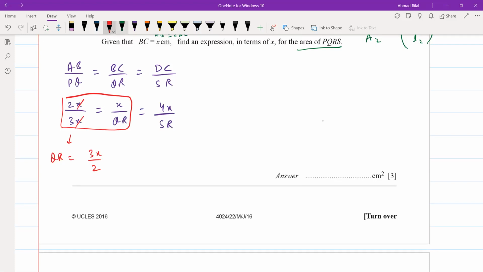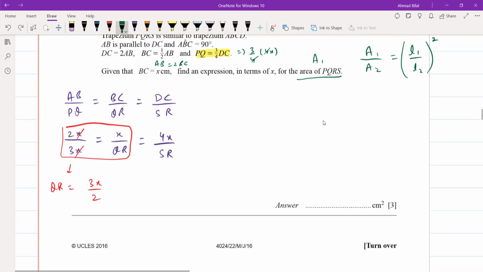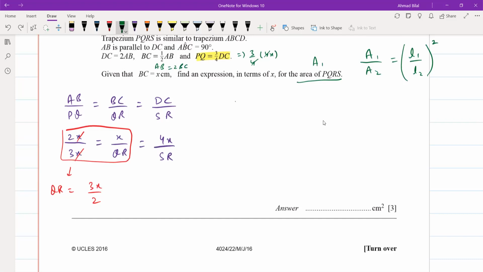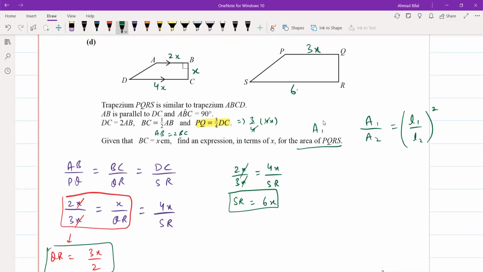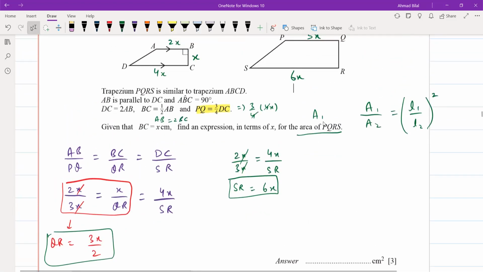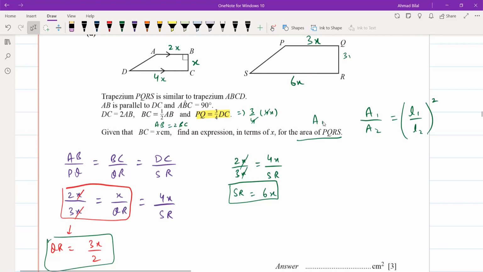इसी तरह से हम क्या कर सकते हैं? हम ये फर्स्ट वाले को और लास्ट वाले को यूज कर लेते हैं. ठीक है, we make another equation from there. We get 2x over 3x, that's equal to 4x divided by SR. ये भी रेशियोज इक्वल होनी चाहिए. यहाँ से हमारे पास SR आ जाएगा. SR क्या आ जाता है? That will be 12x over 2, which is 6x. ये हमारे पास SR भी आ गया. Okay, हम वहां पे लिख देते हैं SR is 6x. Okay, and QR is 3x over 2.